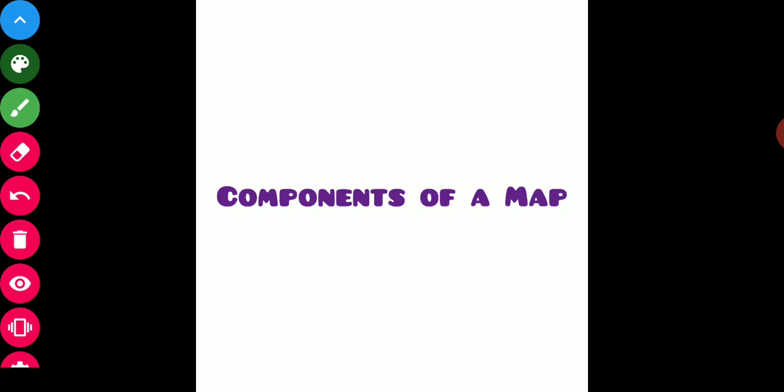As we know, a map is a two-dimensional representation of the earth or a part of the earth. Now, there are some essential components in a map. Without these essential components, maps have no meaning. We can say they are meaningless. The main components of all maps are scales, directions, and symbols.